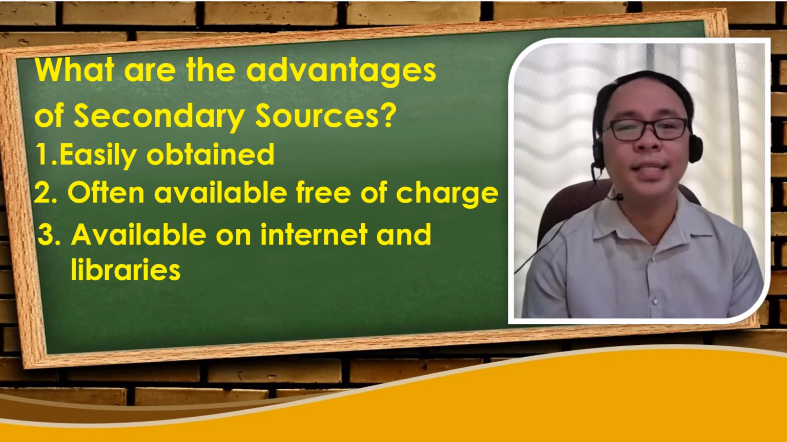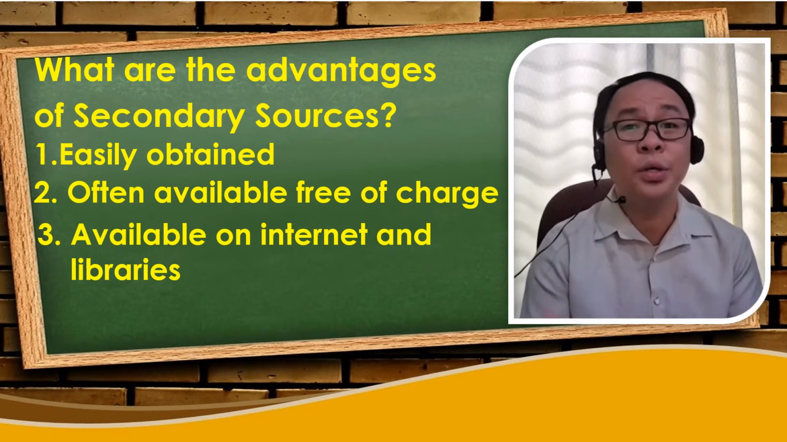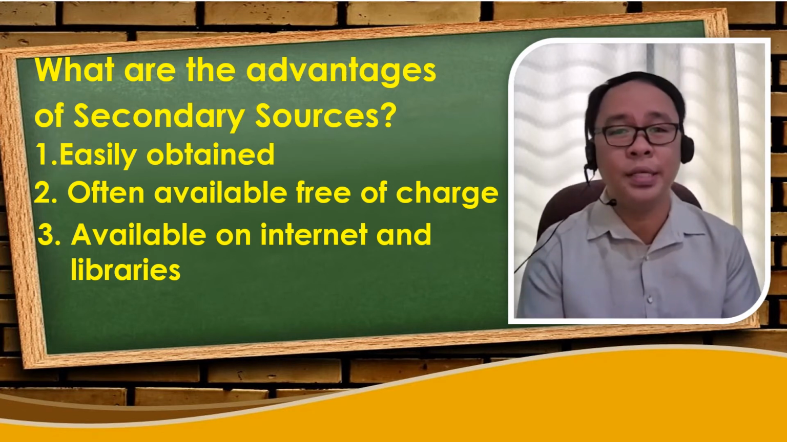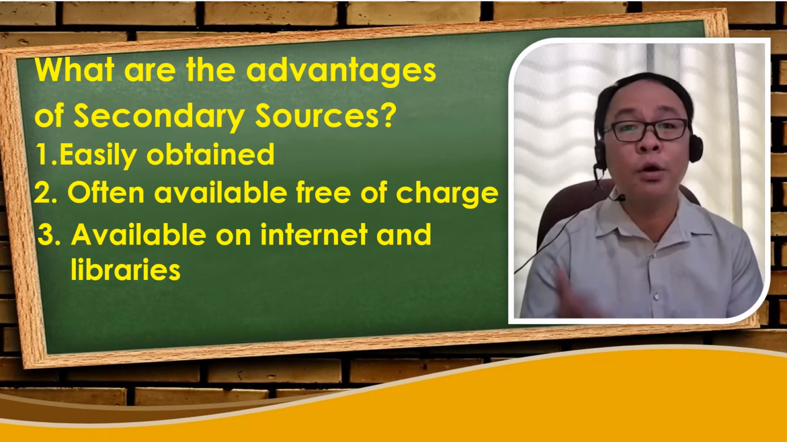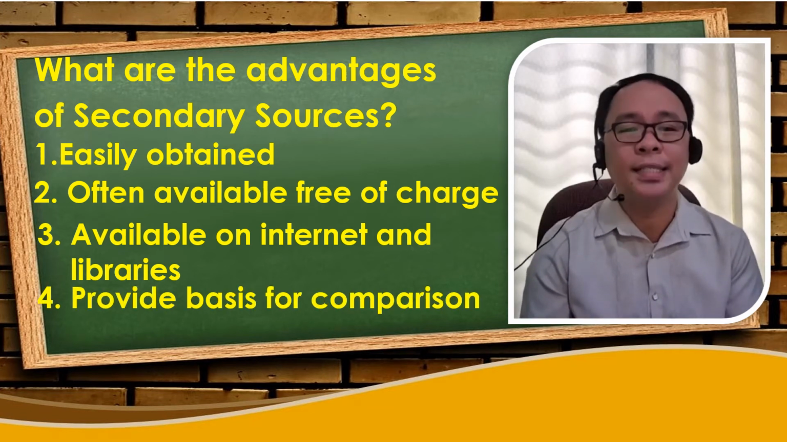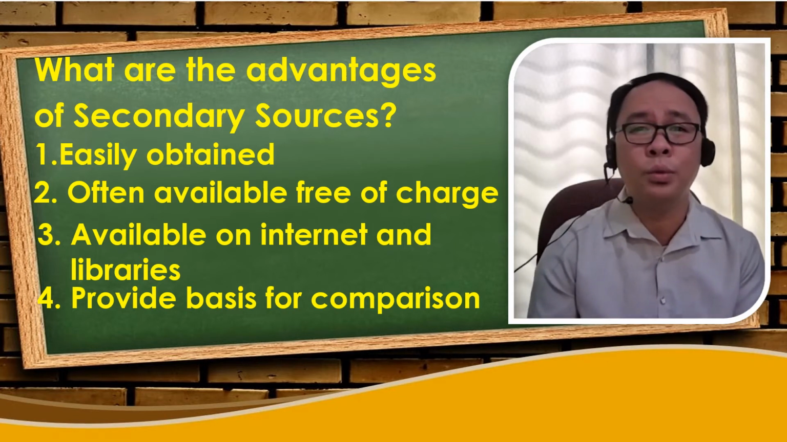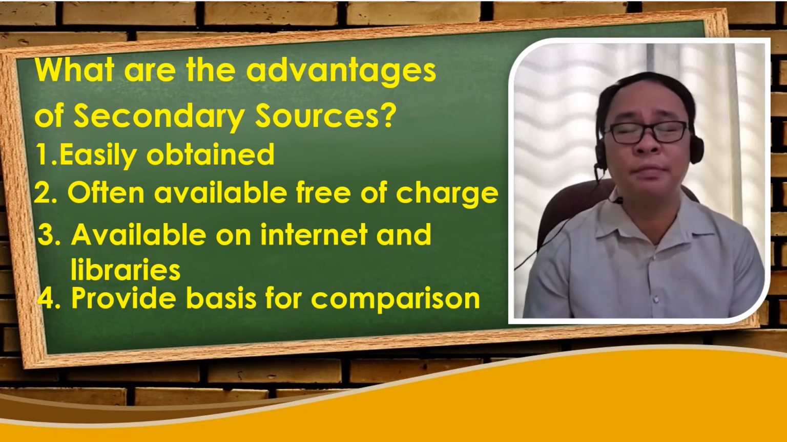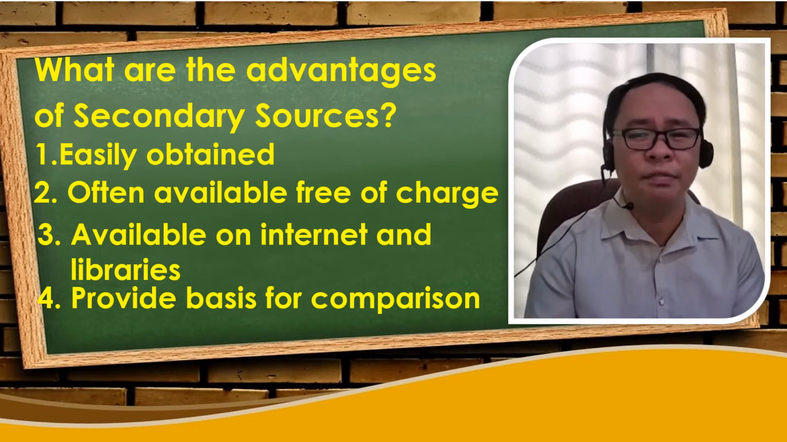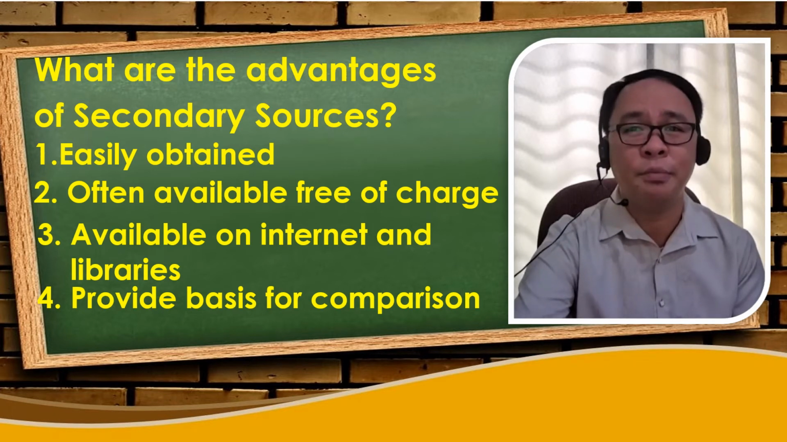And the third is it is available on the internet and the library. So you are very lucky nowadays because you don't need to go to bookstores or libraries, but you can just surf on the internet in order to access the secondary sources. And lastly, it provides the basis of comparison. So if you are having a research or if you want to be informed more about a specific topic or your area of interest, you can easily browse on the internet or visit a library in order to find the secondary source of information that you need or you like to read.